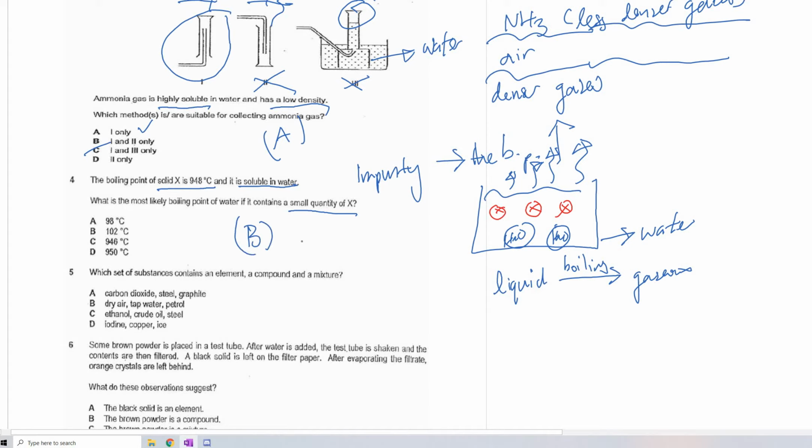For option C and D, they are incorrect because you do not need such a high temperature to convert water into water vapor. Okay, option A is wrong because the boiling point increases instead of decreases. Alright, let's move to question 5.